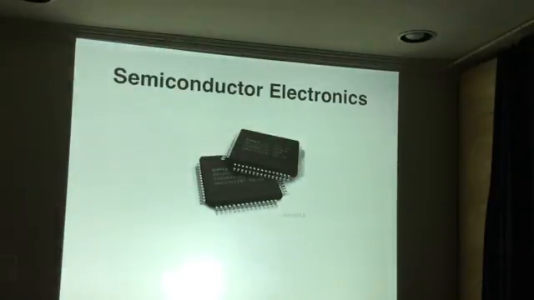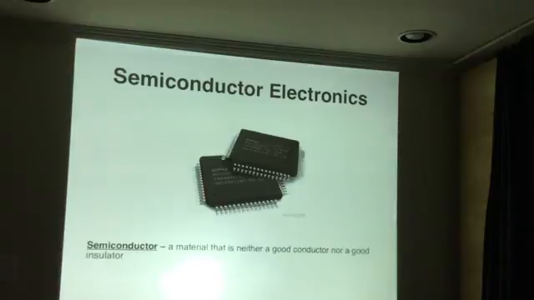Now, this is the advancement from vacuum tubes to something known as semiconductors. A semiconductor is any material that is neither a good conductor of electricity nor a good insulator of electricity. In other words, it allows the passage of electricity, but not very well.